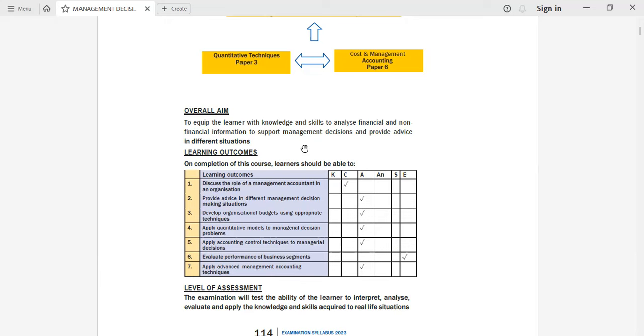So that's what we need from there. As we discussed the roles, we said the main one is to offer advice, not just any advice, but a proper one. So the second learning outcome is to provide advice in different management decision-making situations. This one, we discussed it.